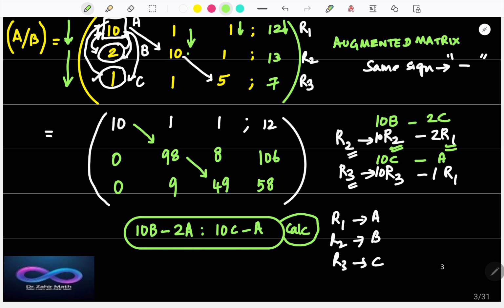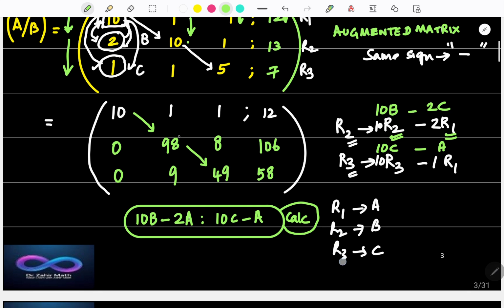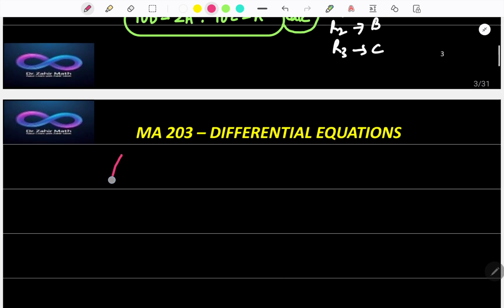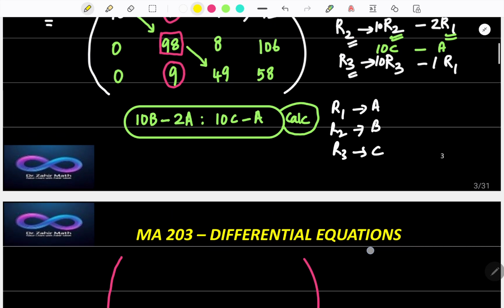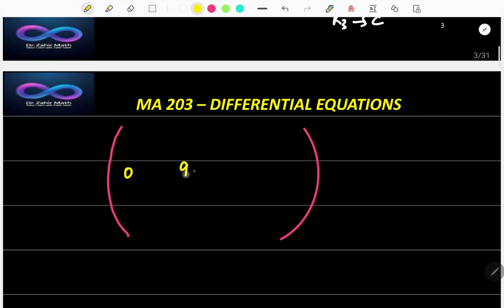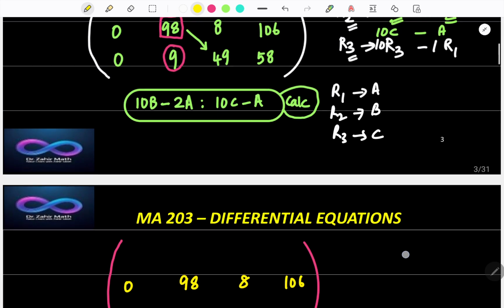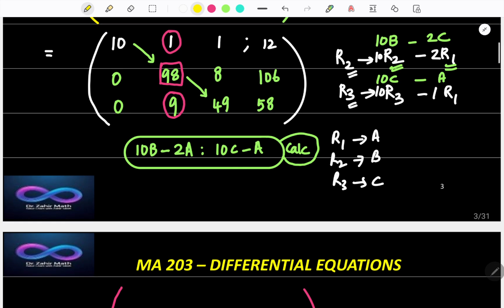Yes. Now what we are going to do? We are going to make the second step. You're going to make this element and this element 0 with the help of this pivot element. It means there is no change in row number 2. Am I right? So we are going to put a matrix, and there is no change in row number 2. Row number 2 is 0, 98 and then 8 and then 106. There is no change. Only you are going to make the first row and the third row zeros. Clear, everybody?